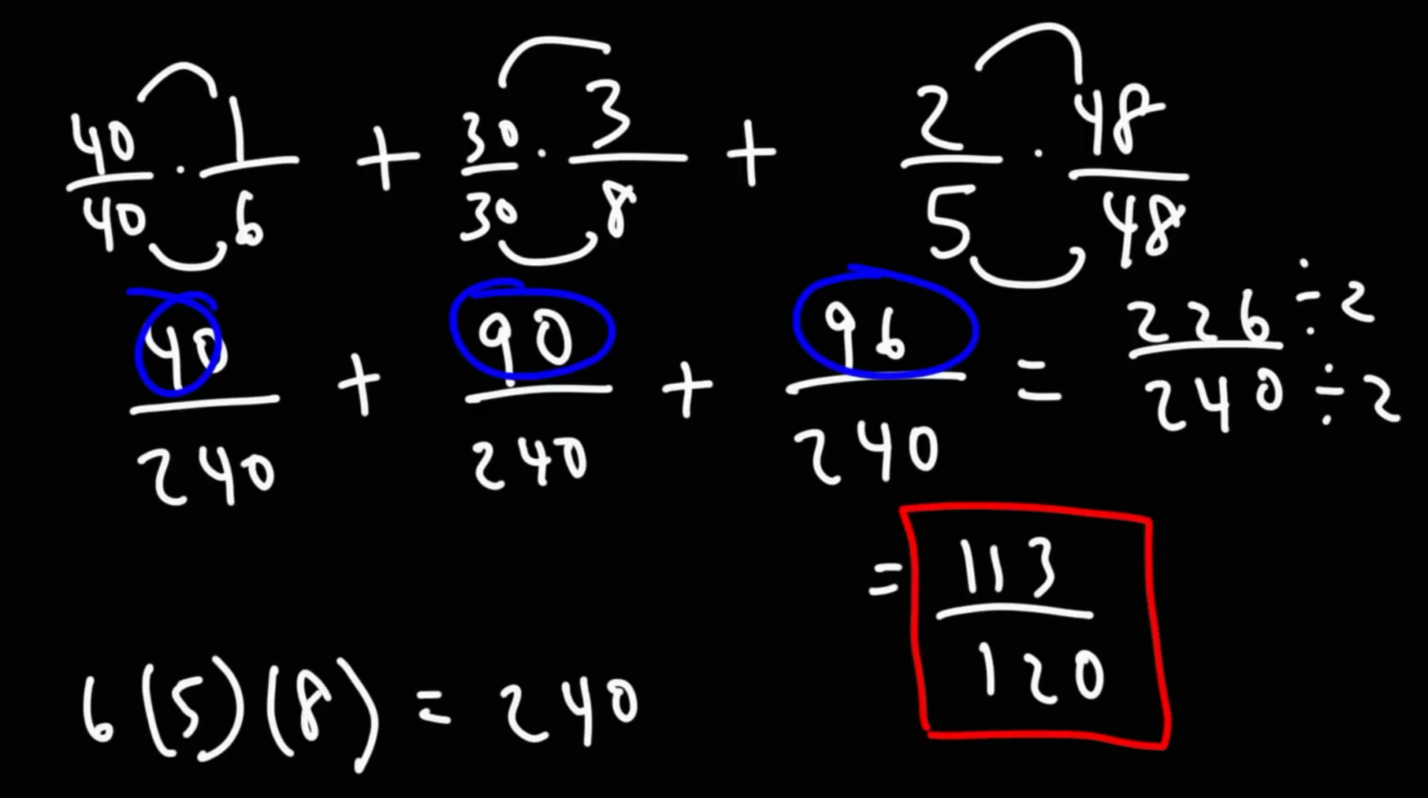So this right here is our answer. We can't really reduce 113 over 120. 113 is not divisible by 2, nor is it divisible by 3. So that's how you can add three fractions together.